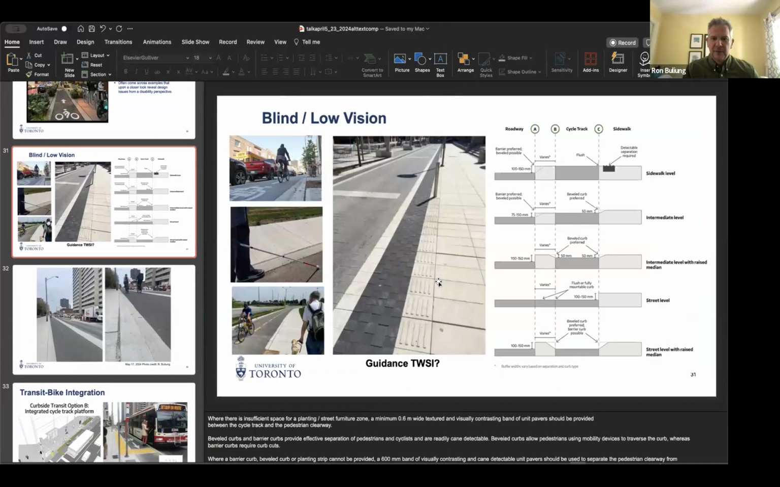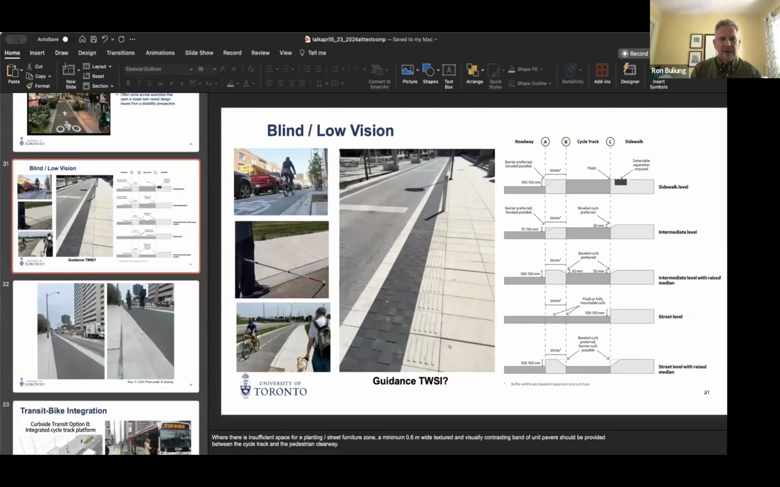I think this is what the question is about, the guidance TWSIs. This came up yesterday as well, and my concern about it is that they're not really meant to demarcate. They're meant to provide indication of path of travel, not necessarily to demarcate a change in mode. An attention TWSI is probably a better application to alert folks that they're moving from the boulevard or the pedestrian clearway into a cycle lane. I haven't seen a ton of research on this yet, so that's a really good question. But I don't think it's an appropriate use when you think about what the attention TWSI is for versus the guidance TWSI.